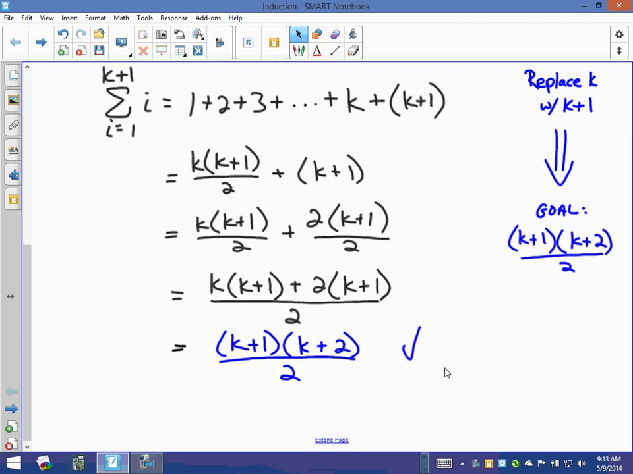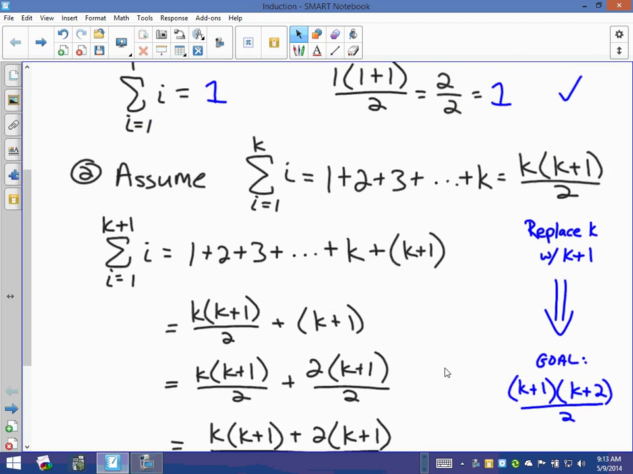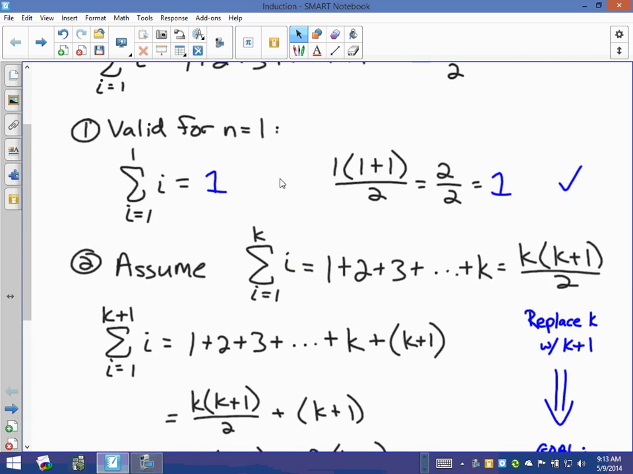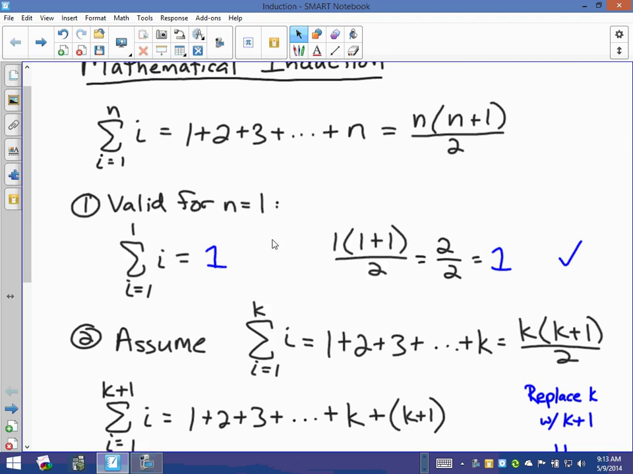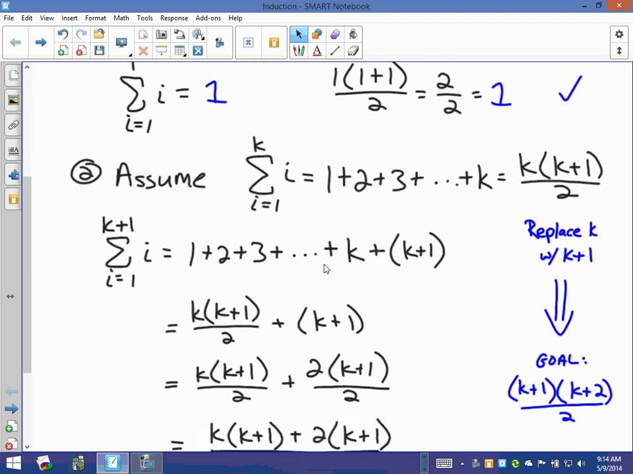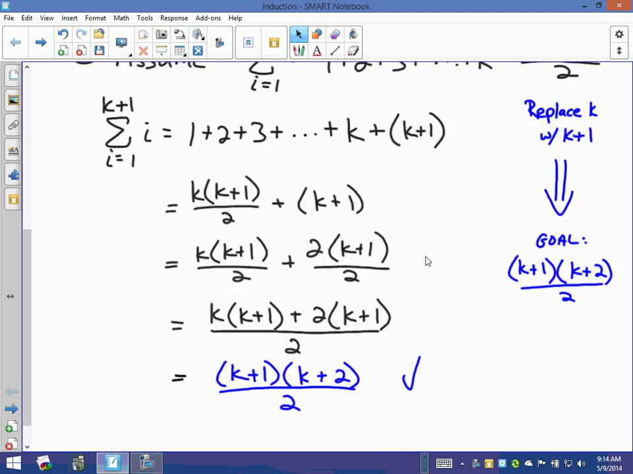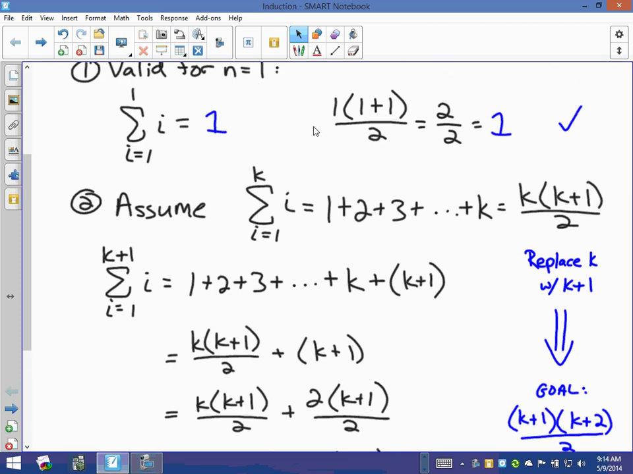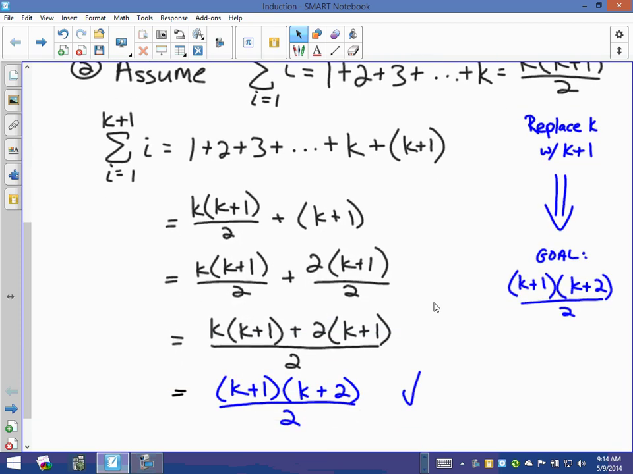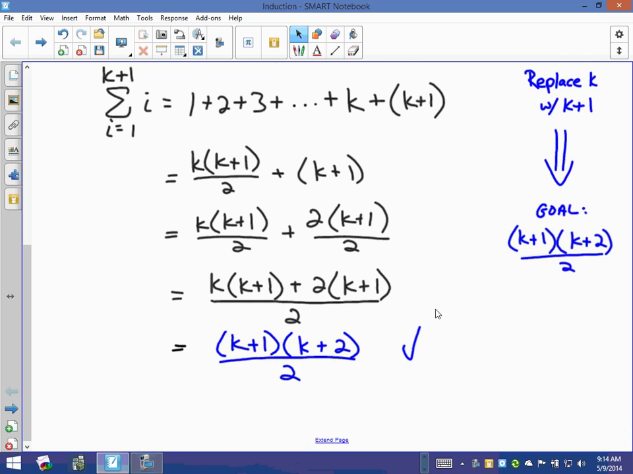Now, putting these two logical steps together, remember, we're saying that this statement is true for our base case, which is n equals 1. And then the second part says, if it's true for any case, let's call it k, then it will also be true for the next case, which is k plus 1. So therefore, if it's true for n equals 1, then it's also true for n equals 2. If it's true for n equals 2, it's also true for n equals 3, and so on and so forth. So therefore, we're saying that it's true for all positive integers.